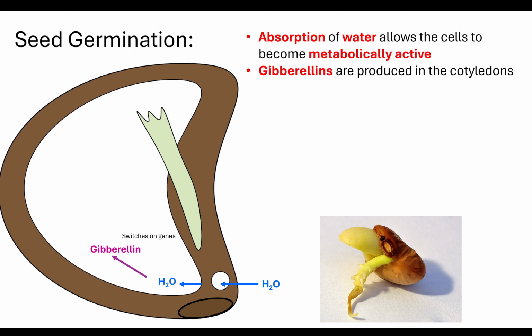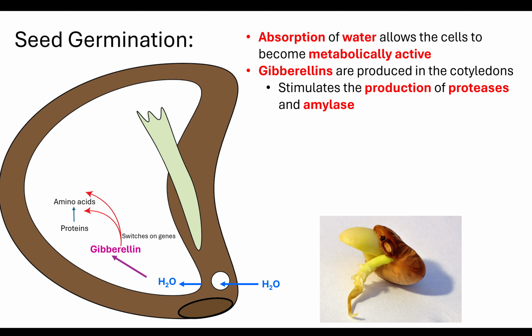Now, gibberellins are the hormones that are produced within the cotyledons, which are a part of the dicot. So the dicotyledonous plants produce these seeds that have two cotyledons, and the cotyledons are the ones that produce the hormone gibberellins. Now this gibberellin is going to switch on genes. That will mean that transcription and translation will be able to occur.